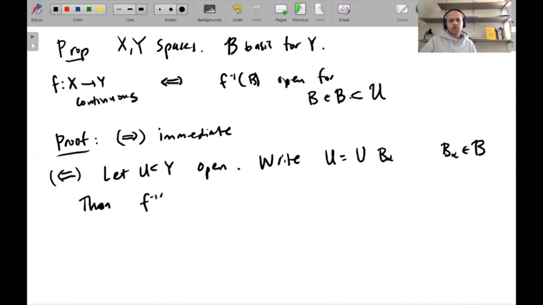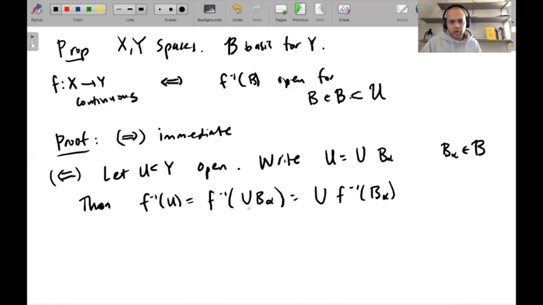Well, the preimage of U, so now we write this as the preimage of this union. And the preimage of a union is the union of the preimages. So let's think about that. This set here is saying all the points that map into at least one of the B alphas. And you can break that up into things that map to each individual B alpha. So that's the set of things that map into some B alpha.